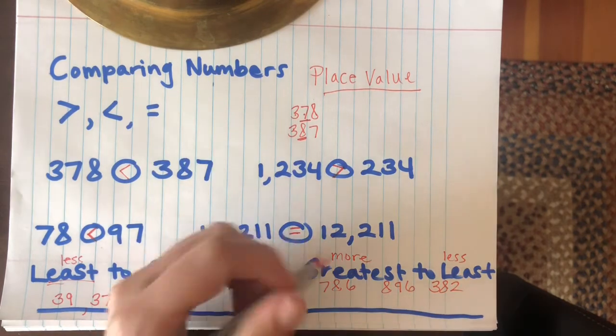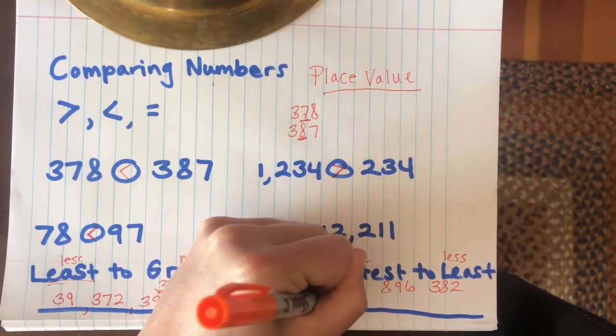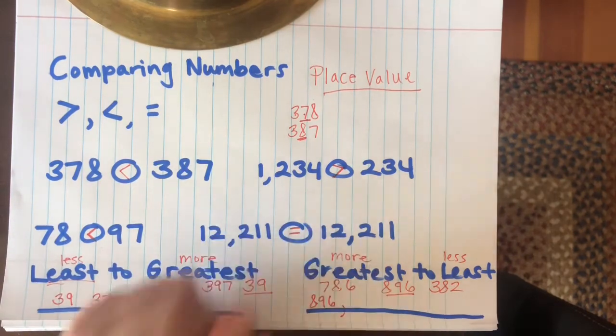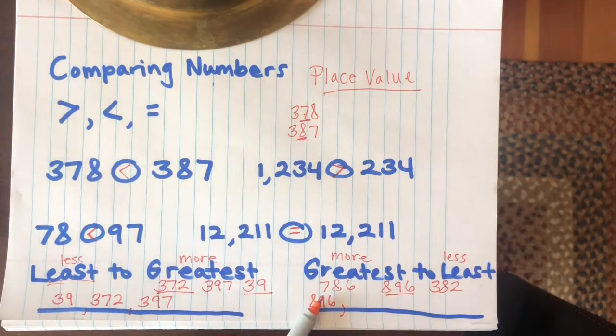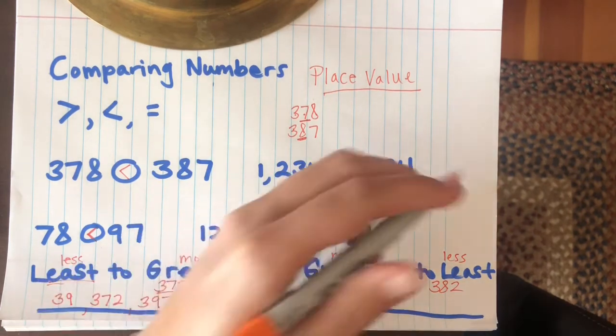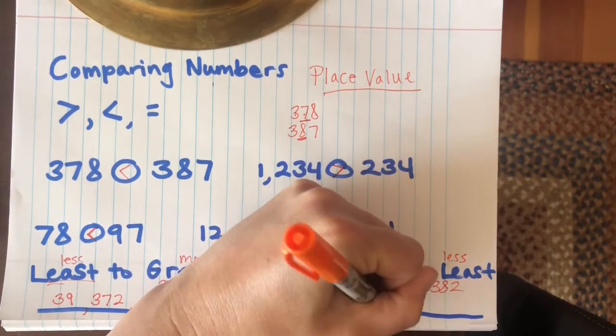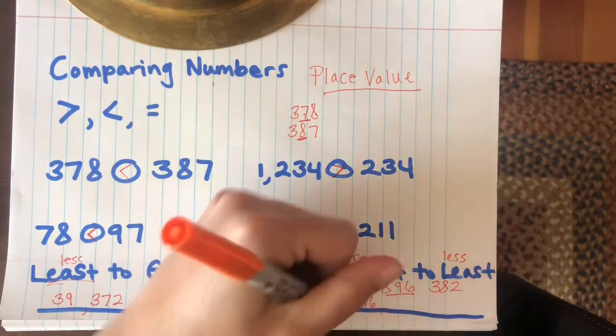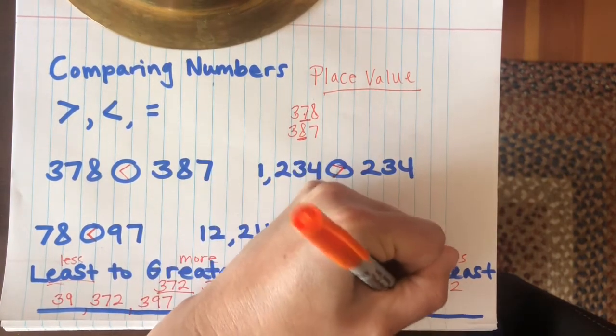Well, I know 800s is the most, so 896 goes first. Then I ask myself what number would be the second greatest. And I'm going to separate them with commas. I know that 700s is more than 300, so 786. And then the last one I would know is 382.